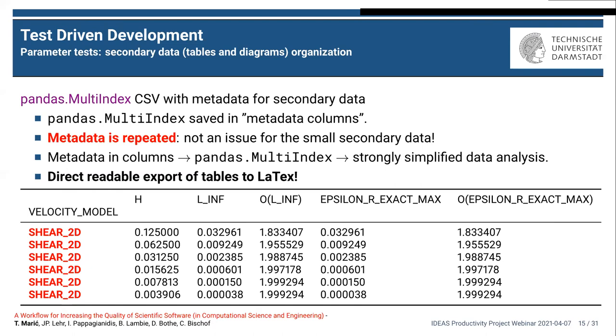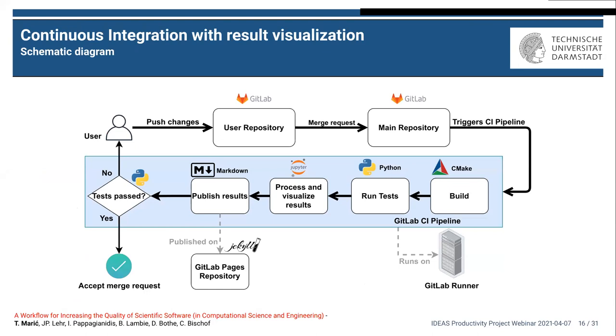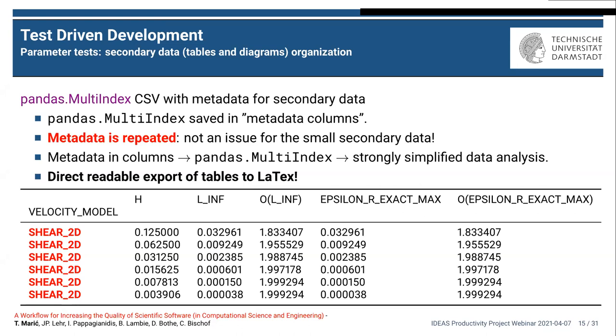Okay, so before we go to continuous integration, maybe we can take some questions. Let me see which one here. Okay, this is an interesting one. You propose a workflow for improving the quality of CSE software, computational science and engineering software, but do not define what you mean by quality. How does this relate to software quality? In other words, non-functional requirements, that are broadly understood by the field of software engineering.